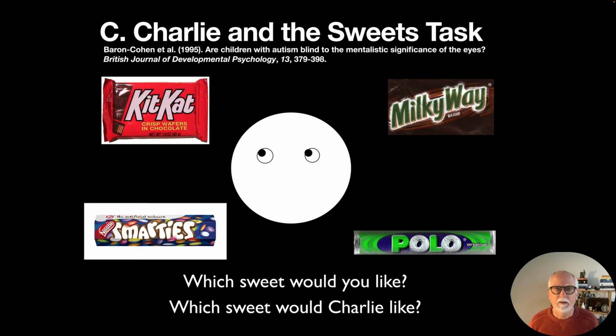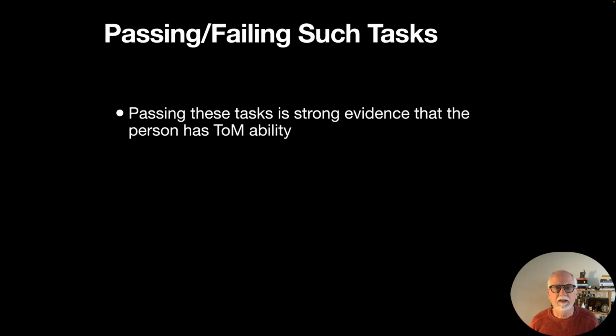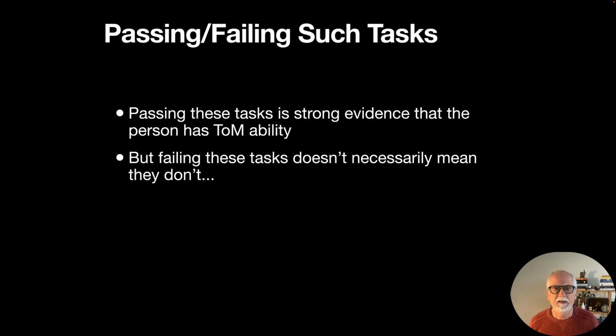Now, on all 3 of these tasks, keep in mind that passing and failing these tasks is something of some interpretation. That is, passing these tasks is strong evidence that the person has theory of mind ability. All right, so if I gave you those tasks and you passed them, I would assume that you have theory of mind ability. You can do perspective taking. But keep in mind, too, that failing these tasks doesn't necessarily mean that the person doesn't have theory of mind ability.